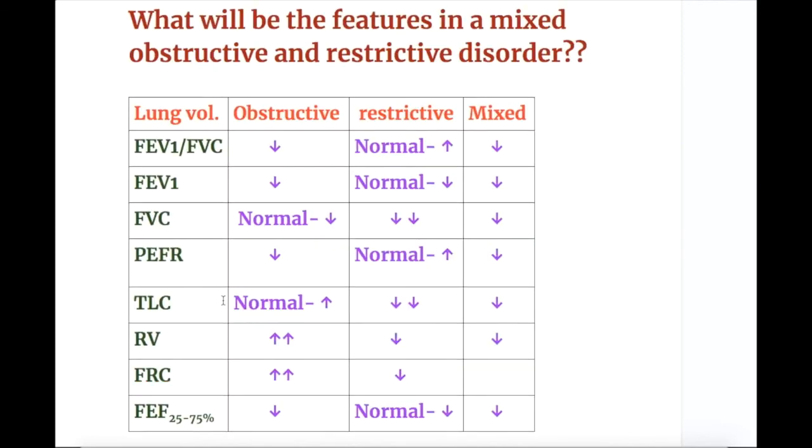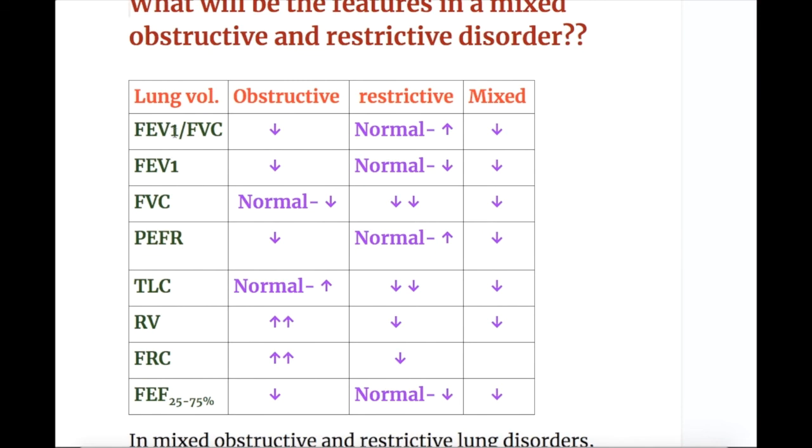What will be the features in a mixed obstructive and restrictive disorder? In a mixed disorder, all the volumes are decreased. See here, everything is decreased. Whereas in obstructive disorders, the ratio FEV1 to FVC is reduced and FEV1 is reduced. Whereas TLC is normal to increased and FVC is normal to decreased. The main feature is that FEV1 to FVC ratio is decreased with an increase in TLC in the obstructive disorder, whereas in restrictive disorders, FEV1 to FVC ratio may be normal to increased. FEV1 is normal to decreased, but FVC is markedly decreased.